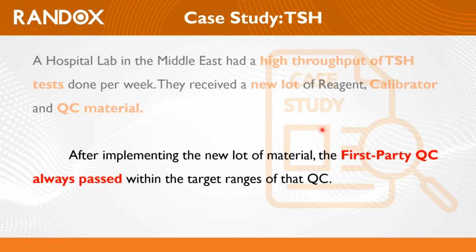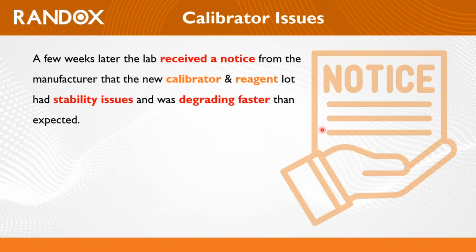After implementing the new lot of QC material, the first-party QC was always passing within the target ranges that this company provided to the customer. However, a few weeks later, the hospital received a notice from the instrument manufacturer saying that the new calibrator and reagent lot had stability issues and were degrading faster than expected.